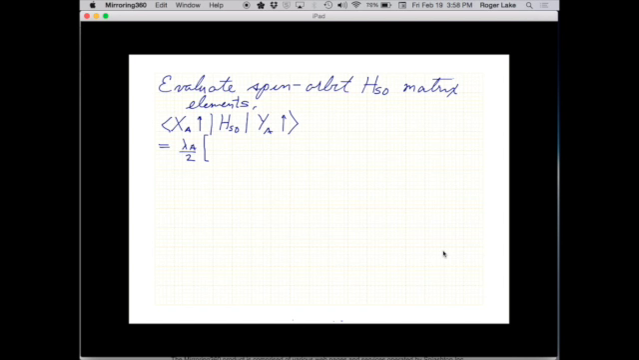And so X_A up, if you go back and look at your notes, this was equal to 1 over root 3.